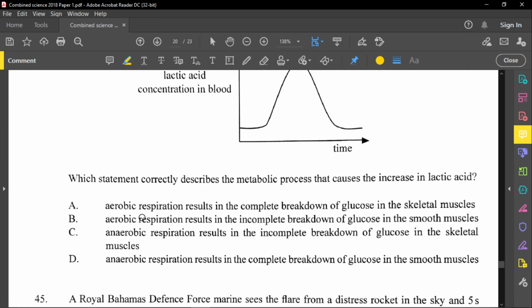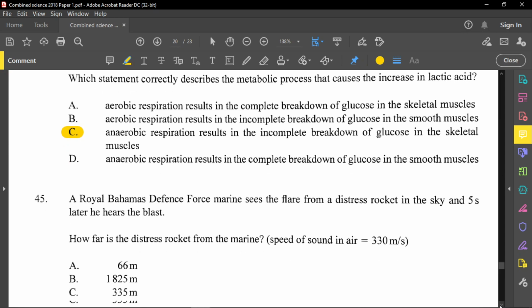Lactic acid is produced when the muscles are respiring anaerobically. I said muscles to point it out. So let's read through the statements. For C, anaerobic respiration results in the incomplete breakdown of glucose in the skeletal muscle. Yes, that looks good. For D, anaerobic respiration results in the complete breakdown. No, that is not true, and it is not in the smooth muscle either. That makes it worse. Complete breakdown of glucose is not true, and smooth muscle is not true. But yes, in the skeletal muscles, definitely. That's why you feel cramping in the muscles when you run for a very long time or do very vigorous exercise, because you produce lactic acid there by anaerobic respiration. So C is our correct answer.